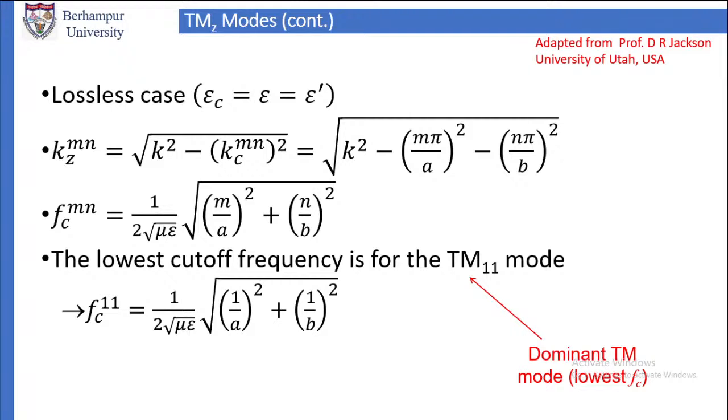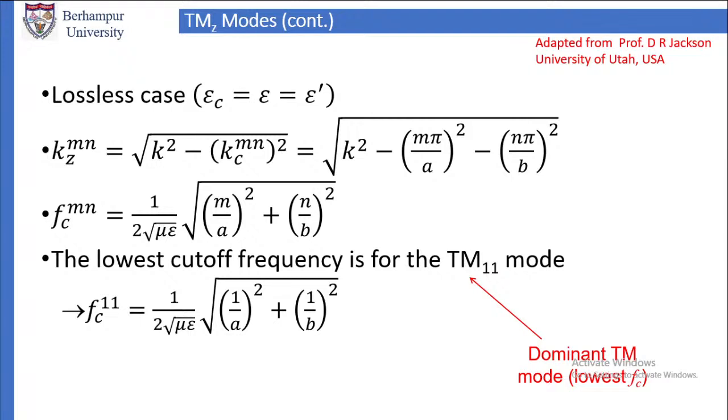M and n are mode numbers, so mn will always be there. I will not mention mn. So kz is equal to root over of k square minus kc square, with mn remaining as it is. So that is equal to k square minus m pi by a square minus n pi by b square. From this, as in the previous case, when you say kz is equal to 0, that is the cutoff wave number. At the cutoff wave number, you have to find out what is the frequency.